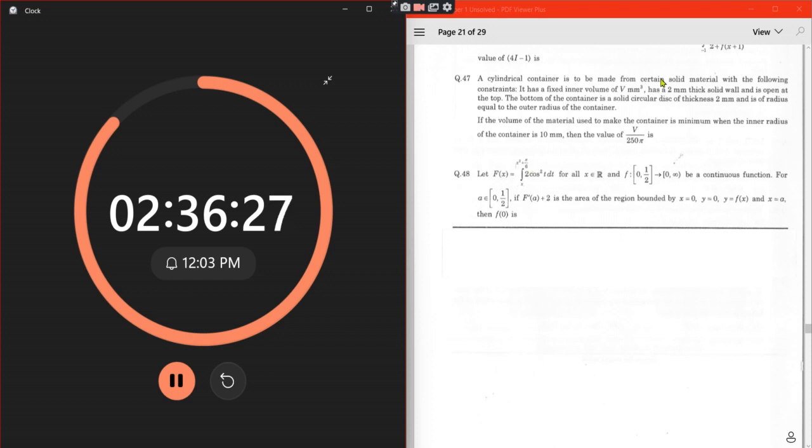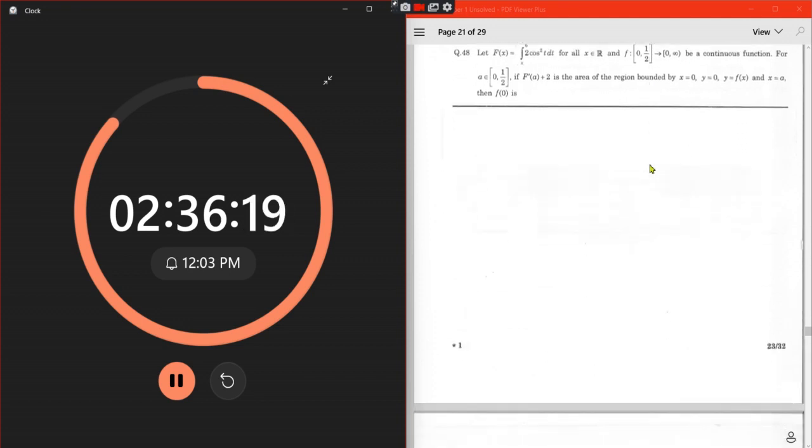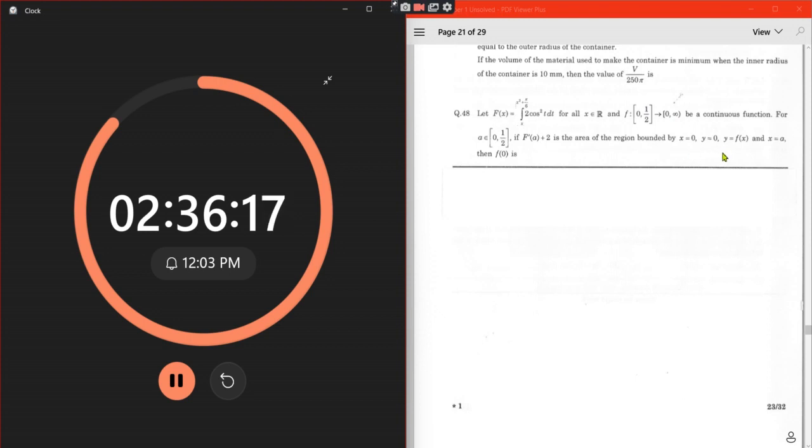Next question, 48. Let f of x be equal to this, and let this be a continuous function for a belonging to 0 to 1 comma 2. If f dash of a plus 2 is the area of the region bounded by x equal to 0, y equal to 0, y equal to f of x, x equal to a. f of x is the integral from x to x square plus pi by 6 of 2 cosine square of t.